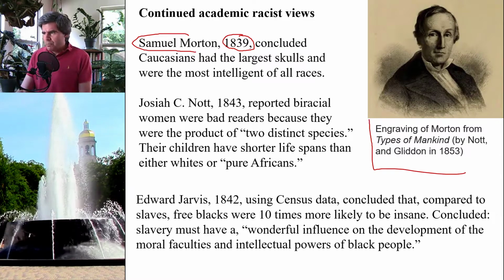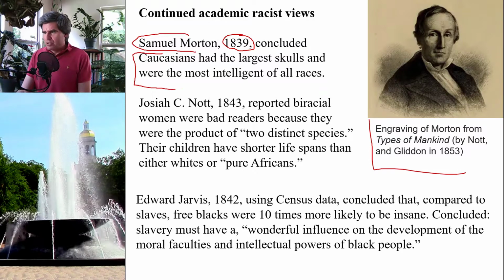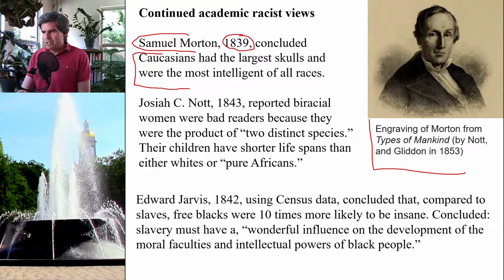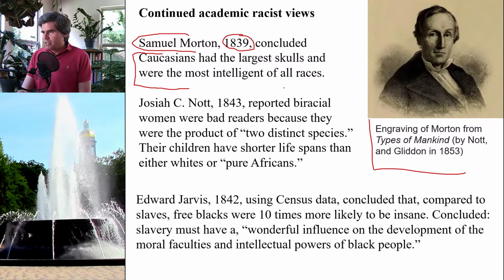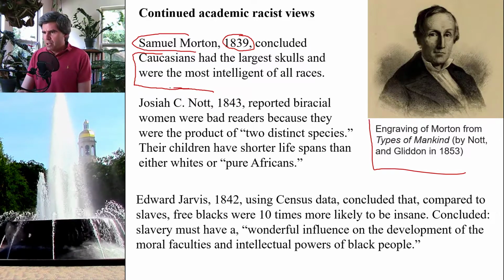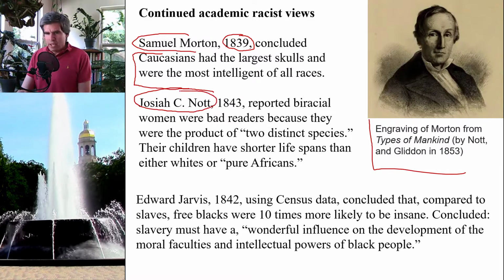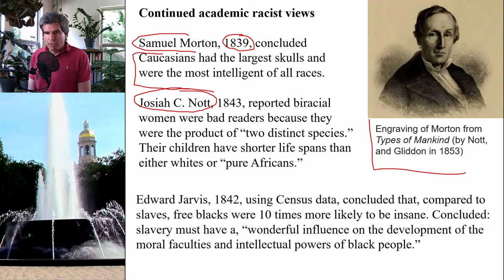And he concluded, based on his work, that Caucasians had the largest skulls and were therefore the most intelligent of all races. Another example from the same time period, Josiah Nott, who was actually a follower of Samuel Morton.